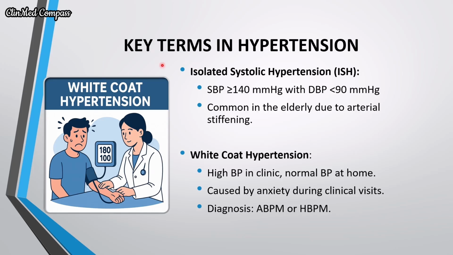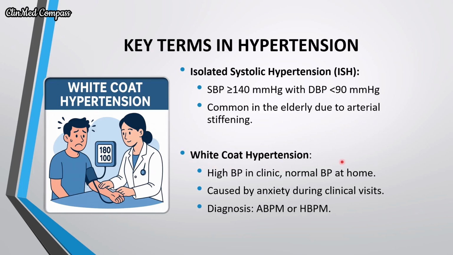The first one we'll be looking at is the isolated systolic hypertension. This is when we have the systolic blood pressure greater or equal to 140 with a diastolic blood pressure less than 90 millimeters of mercury. This is common in the elderly, especially due to arterial stiffening. Then the white coat hypertension.